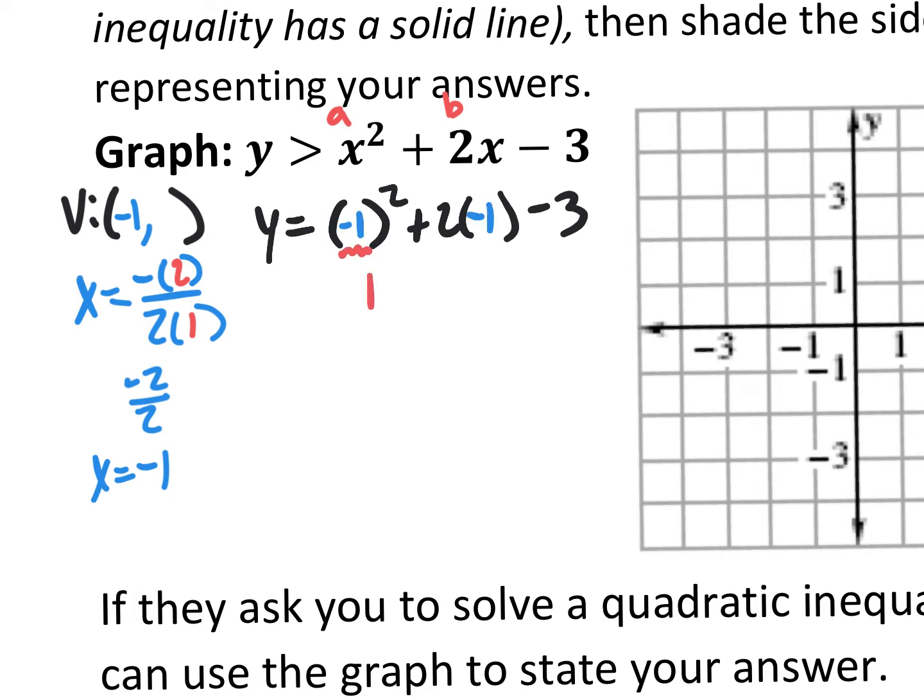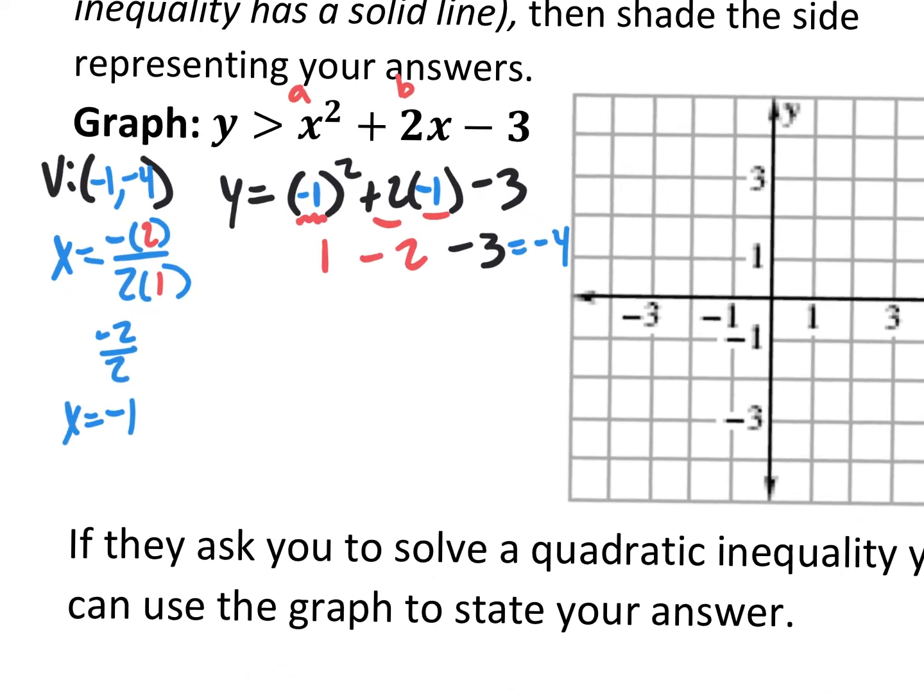Negative 1 times negative 1 is positive 1. 2 times negative 1, that's negative 2. Bring down the minus 3. And you really will get, as a final answer, negative 4. So the vertex y value is negative 4. So the vertex is negative 1, negative 4. And I hope that makes sense.